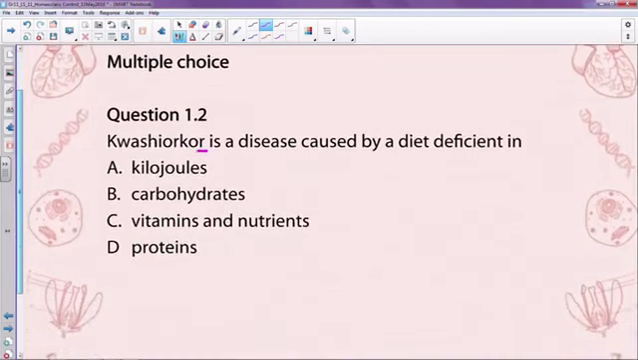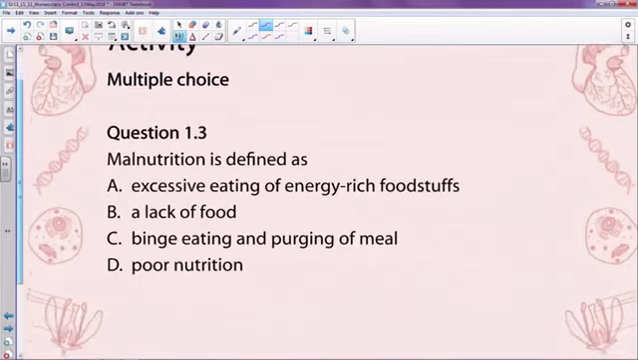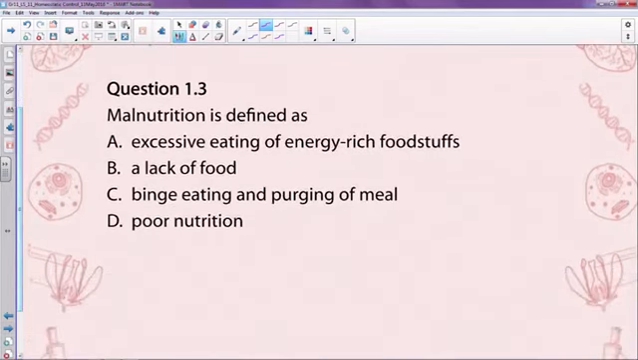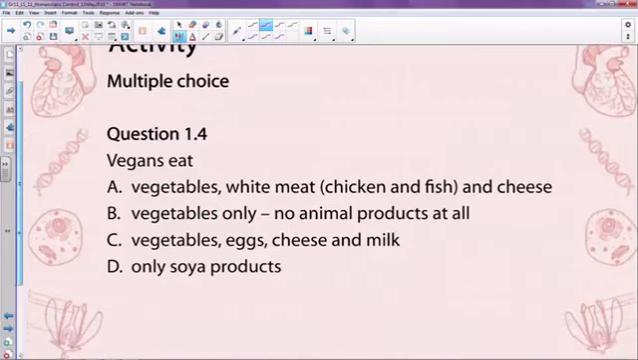Kwashiorkor is a disease that is caused by a diet deficient in A, kilojoules, B, carbohydrates, C, vitamins and nutrients, or D, proteins. Question 1.3. Malnutrition is defined as A, excessive eating of energy-rich food, B, a lack of food, C, binge eating and purging of meal, or D, poor nutrition. Let's move on to 1.4.